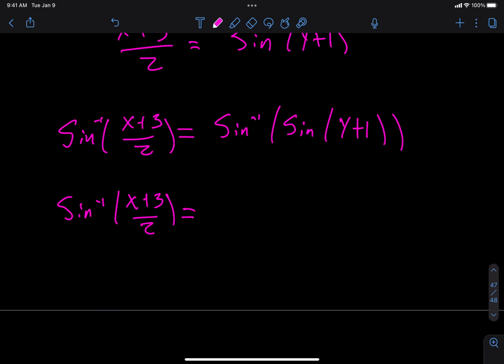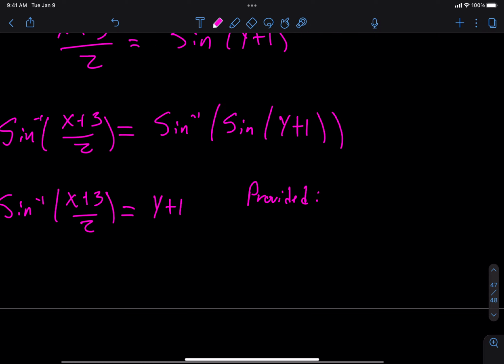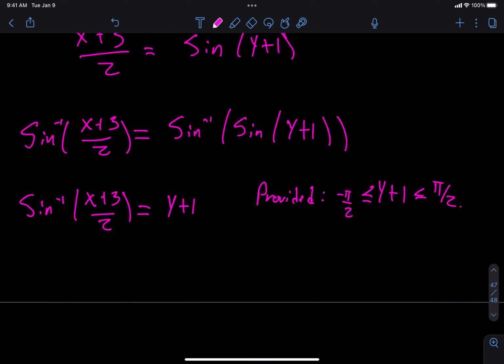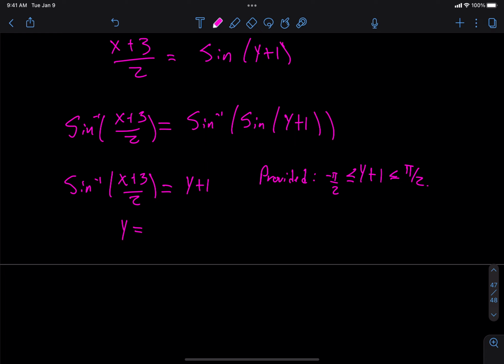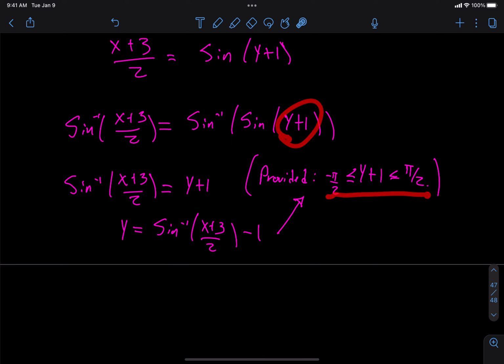Now what happens? We get y plus 1, provided that what? We need to make sure that y plus 1 is between negative pi over 2 and pi over 2. Okay, provided that this is true. And then we can get y equals sine inverse of x plus 3 over 2 minus 1, again, provided that the input of the sine function here is between negative pi over 2 and pi over 2. If it's not, then when we do the sine inverse of the sine, it's not exactly a straight undoing of what we had already done. It's not a straight undoing.